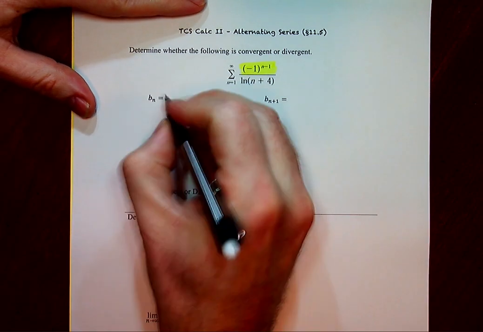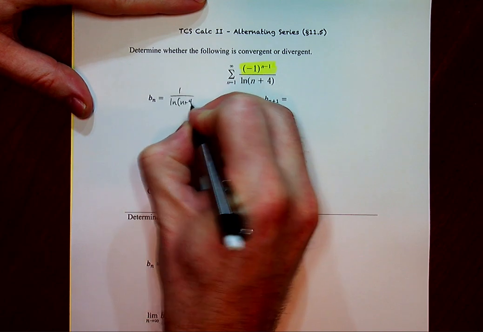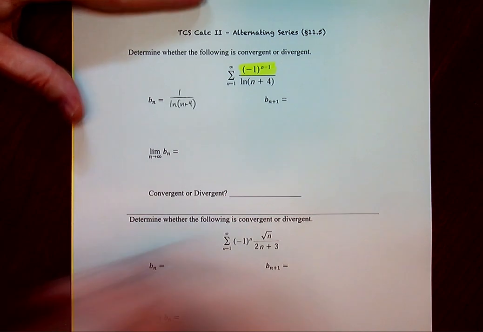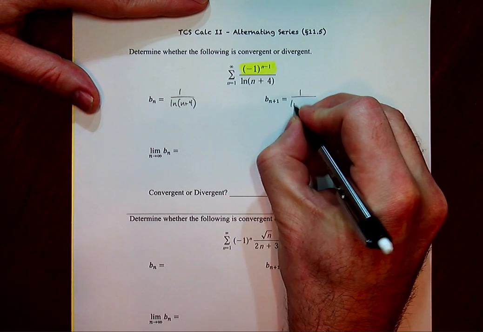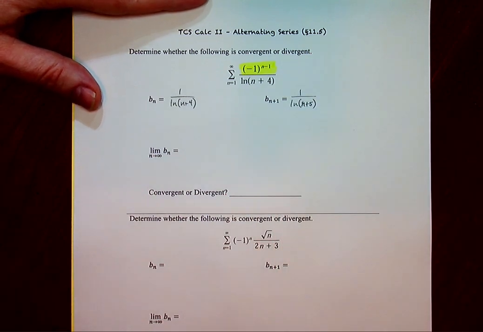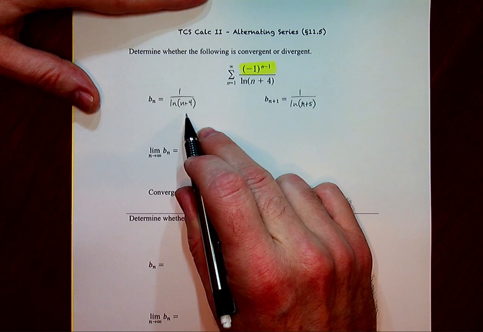So what we're going to do here is my b sub n is 1 over the natural log of n plus 4. My b sub n plus 1 is 1 over the natural log of n plus 5. Now, natural log slows things down, but is n plus 5 larger than n plus 4? And the answer is yes.